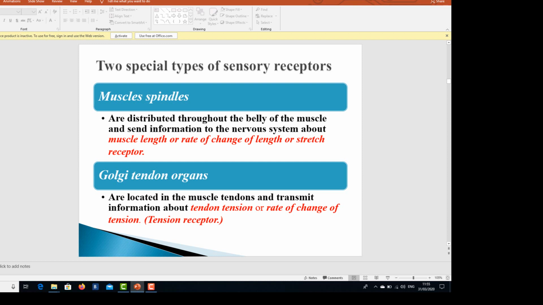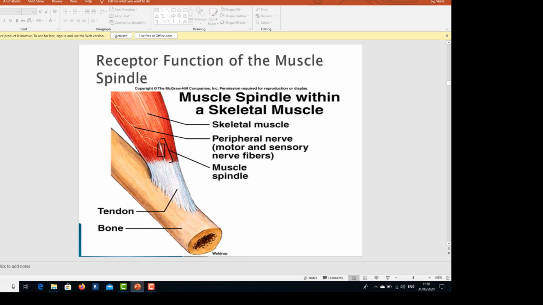The other sensory receptor present in the muscles is the Golgi tendon organs. They are located in the muscle tendons and transmit information about tendon tension or rate of change of tension. They are also given the name of tension receptors.